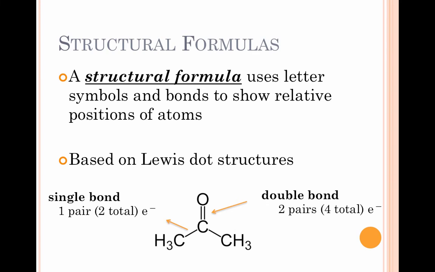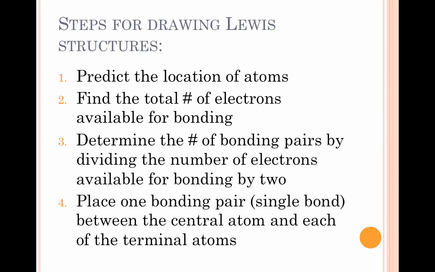Remember that each bond represents 2 electrons. So when you see a line, that means it's 1 bond, 2 electrons. So there's 2 total electrons shown here, and actually 4 shown here in the double bond: 2 on this line, 2 on this line. So what we're going to do in this set of notes is figure out how to draw these types of structural formulas, these structures which are called Lewis structures.